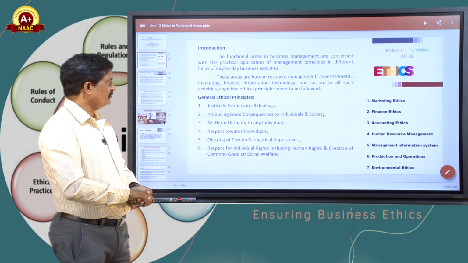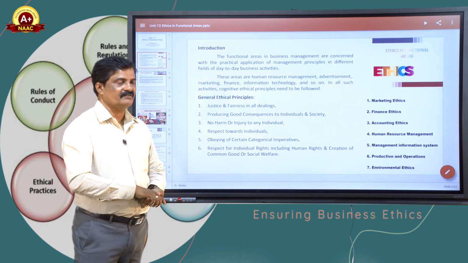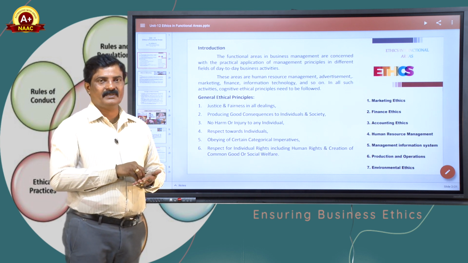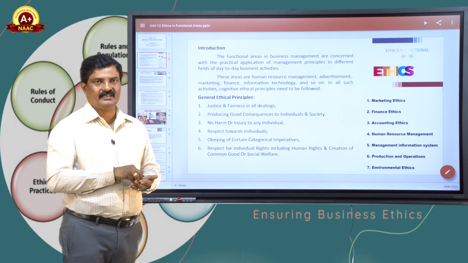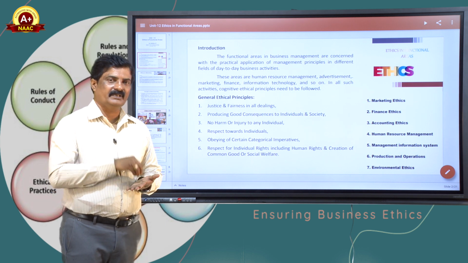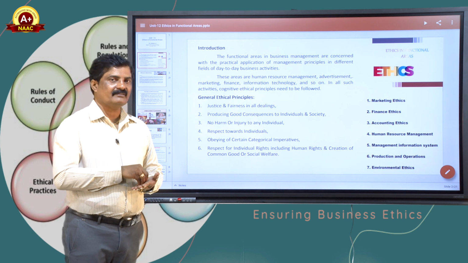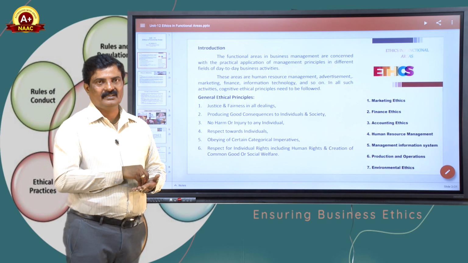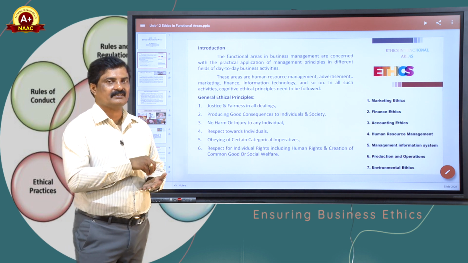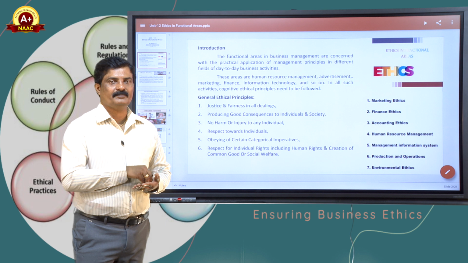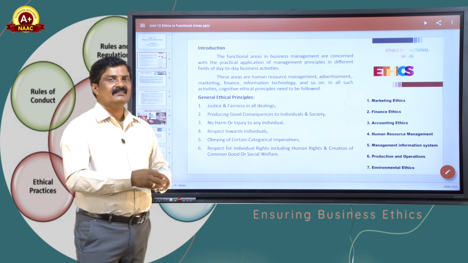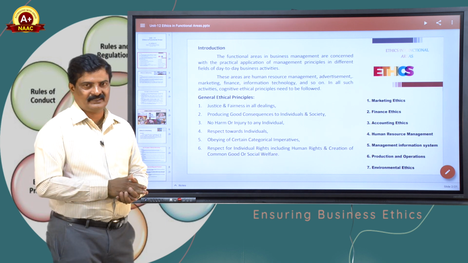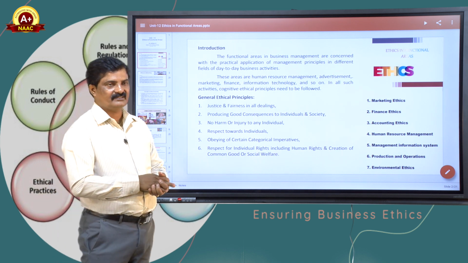The next one is producing good consequences for the individual and society. Whatever product you produce must be good for an individual and good for society. If you are in the medical or pharmaceutical industry, whatever medicine you manufacture must cure the disease of the patient. If your pill is not curing the disease, it is of no use. The patient has bought the pills, it is not curing, and it is a waste of his money, and you are not doing the business ethically.